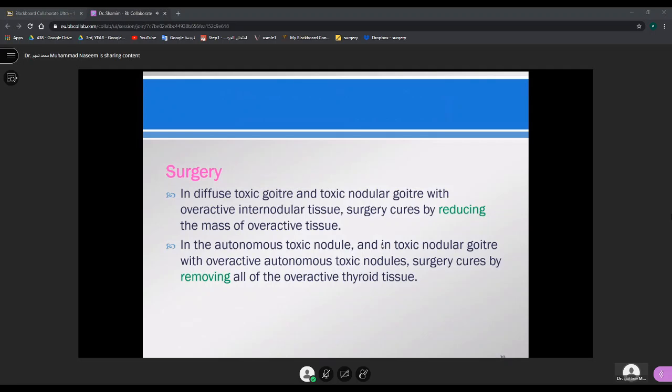Surgery. In diffuse toxic goiter, that is when the whole thyroid gland is secreting thyroid hormone, and toxic nodular goiter with overactive internodular tissue, what surgery is done? Surgery will cure by reducing the mass of the overactive tissue. But in autonomous toxic nodule, that is when the nodule is secreting thyroid hormone in excess, and in toxic nodular goiter with some overactive autonomous nodule, surgery cures by removing that nodule.